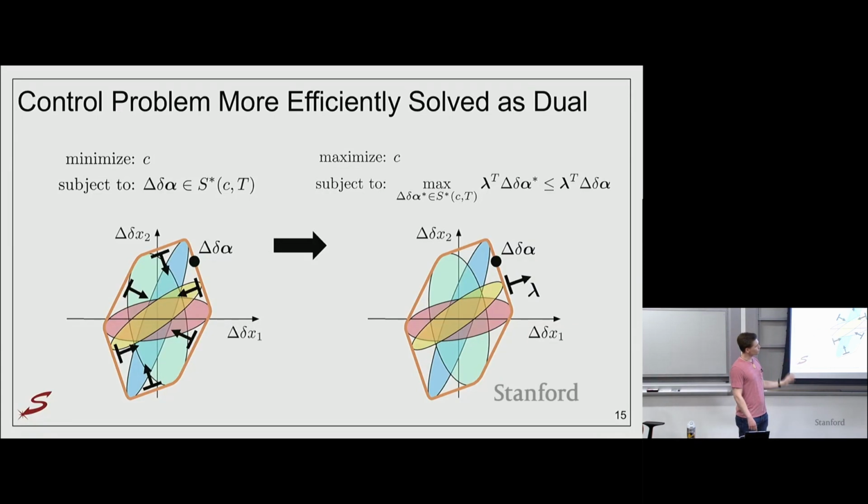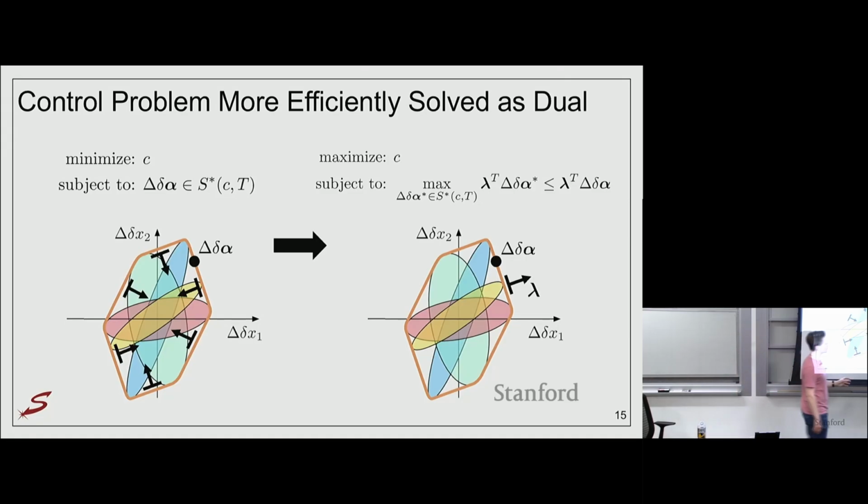Inversely, in the maximization problem, you're simply trying to expand the reachable set until it just barely touches the desired pseudostate. And what this means is now you only have to verify that one contour of the reachable set intersects the desired pseudostate. So we've taken this numerically intractable problem, and we've made it far more simple.